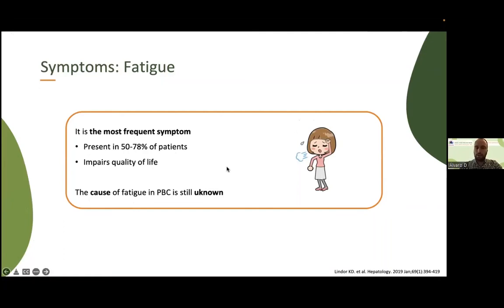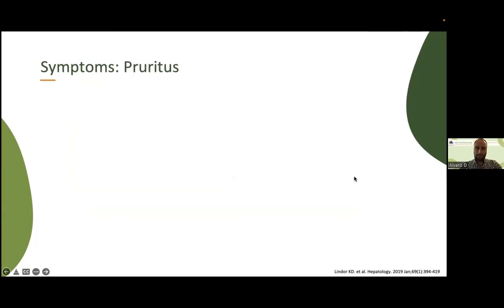And it's important to talk to our patients, to ask them how they feel, if they feel tired or not, because although there is not a specific treatment for addressing fatigue, we can try to find some strategies in order to improve the general feeling.